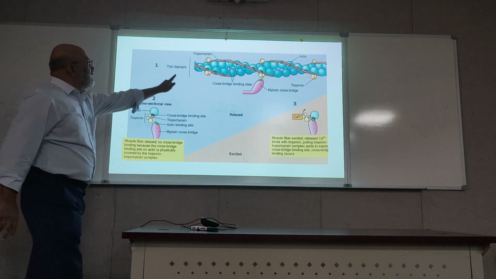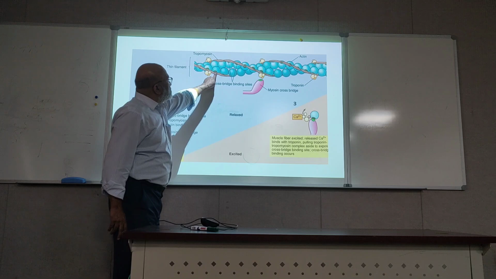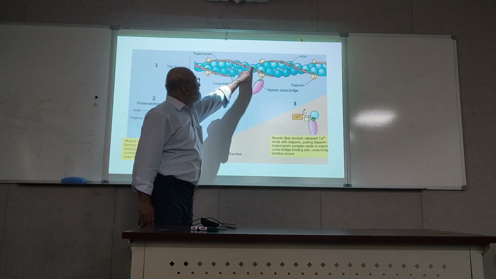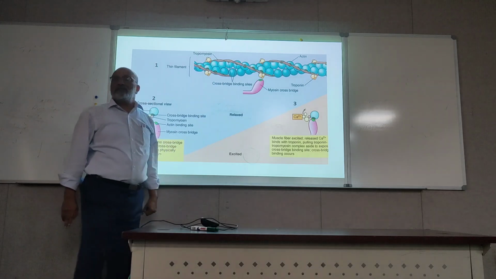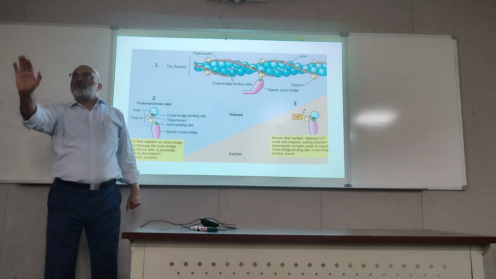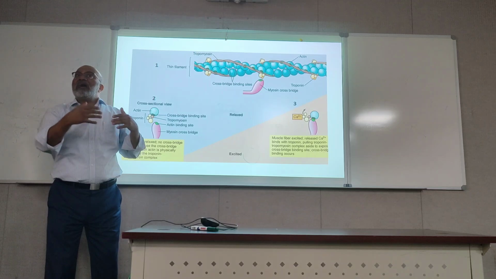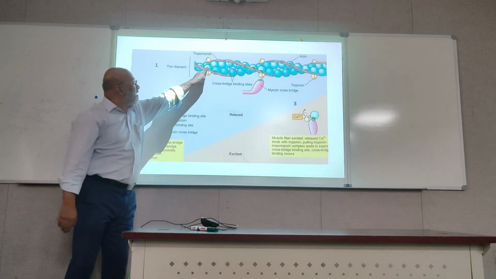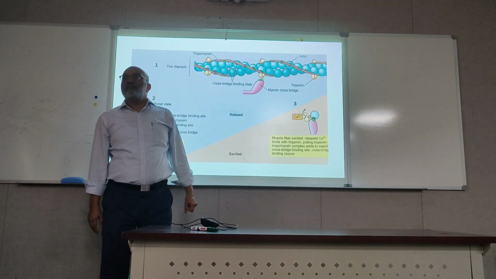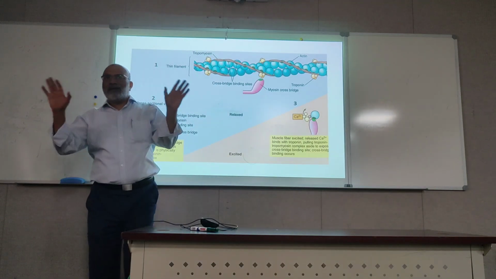Listen. Normally, this place which is meant for the myosin head, this is covered by tropomyosin. So troponin, tropomyosin, it is covering the active site, this one, which can bind with this.